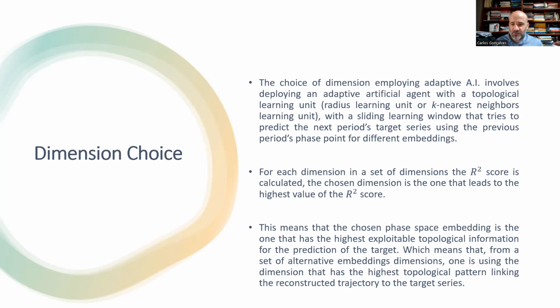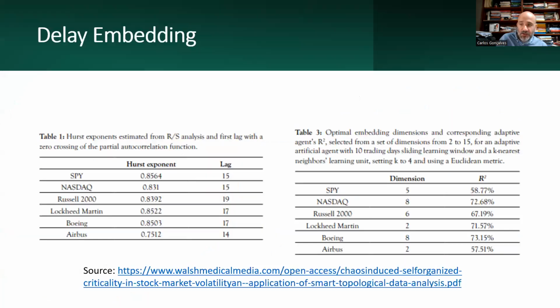This means that the chosen phase space embedding is the one that has the highest exploitable topological information for the prediction of the target, which means that from a set of alternative embedding dimensions, one is using the dimension that has the highest topological pattern linking the reconstructed trajectory to the target series. In this case, we use the one period ahead prediction and the previous period's phase point. And here we see the optimal embedding dimension and the corresponding adaptive agent's R-square.